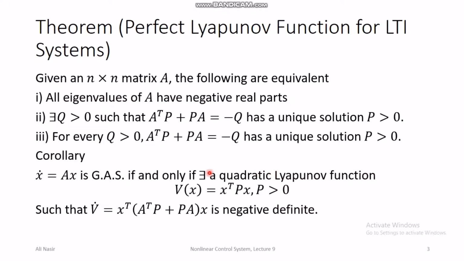The positive definite matrix P is calculated from the Lyapunov equation. So usually we plug in Q equal to the identity matrix and calculate the P, and with this A, if the positive definite P is calculated, then the Lyapunov function is obtained from the solution of the Lyapunov equation. So that is the perfect Lyapunov function for the linear system x dot equal Ax.